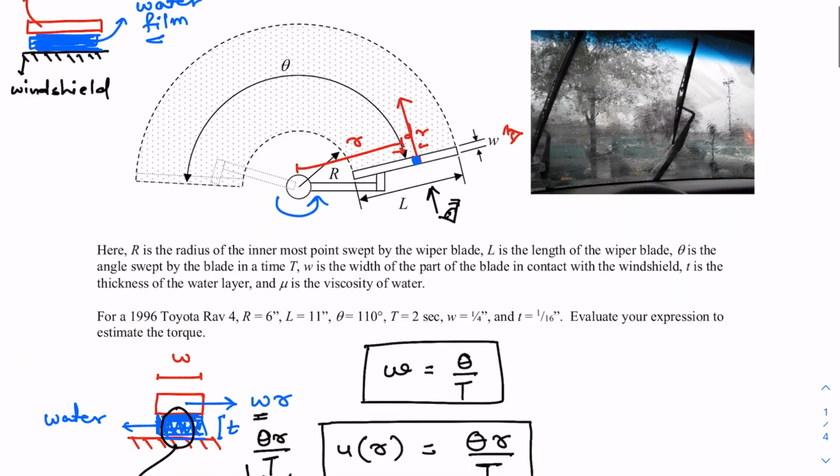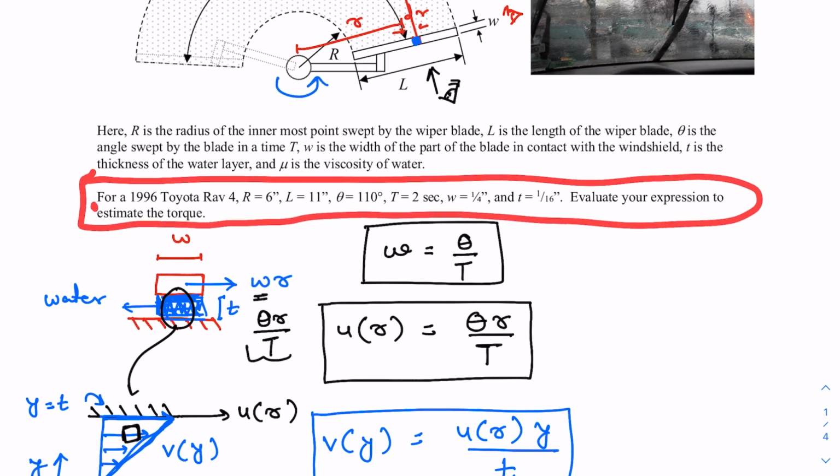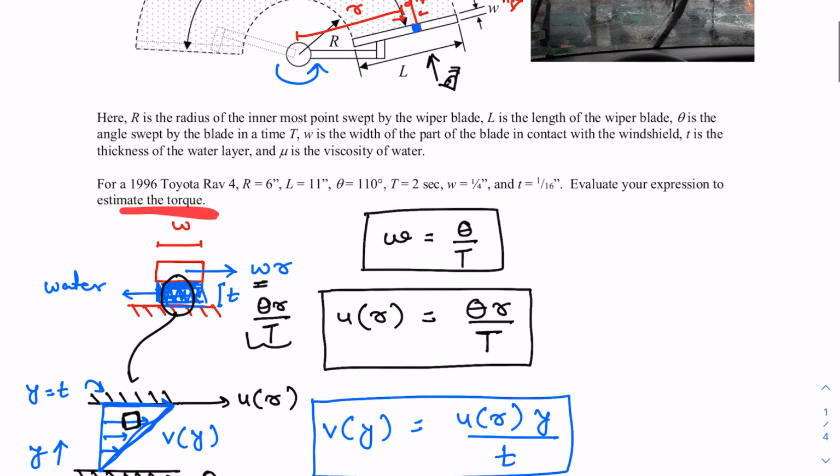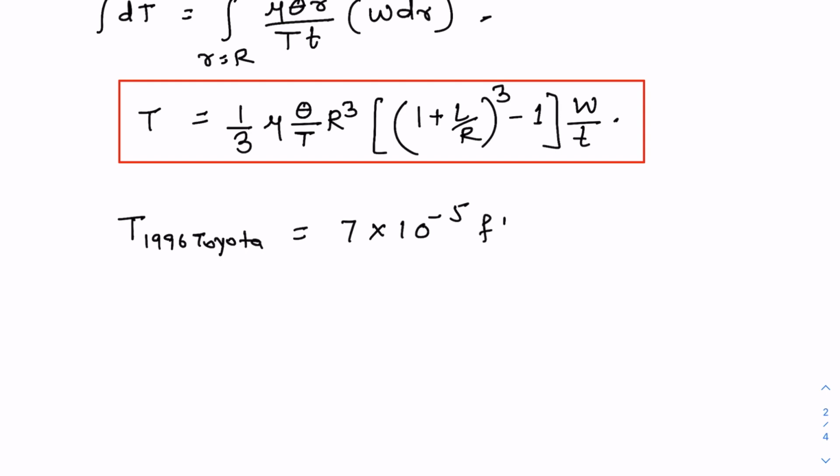Now we can just substitute these values given for a real life model to estimate the quantitative value of this torque. And if you substitute the given values for all these variables on the right hand side, you will find out that the torque acting on the 1996 Toyota wiper blade is equal to 7 times 10 raised to the power minus 5 foot-pound force.